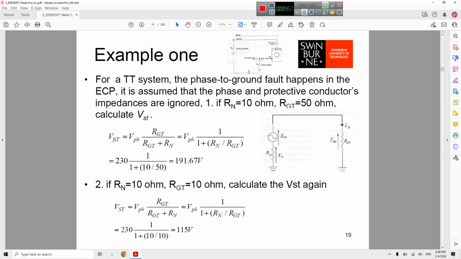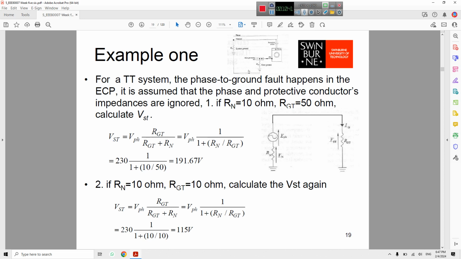So VST, the voltage across this one, as I mentioned, you can calculate by voltage division, and the VST here for RN and RG, 10 and 50, is equal to 191.67. But if we reduce the value of RG, meaning make it more conductive, reduce it to 10, VST of course reduces to 115.